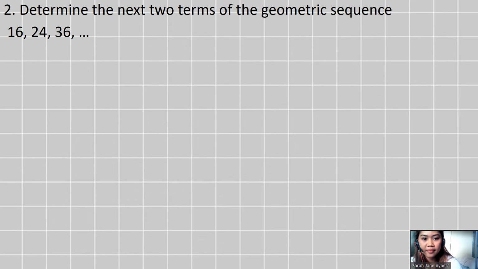Now, determine the next 2 terms of the geometric sequence 16, 24, 36, and so on and so forth. So, we have to get first what is the common ratio of the given geometric sequence. So, we can choose any term. So, say for example, 24 divided by its preceding term, 16. So, 24 divided by 16 is 3 halves. Or, you can choose 36 divided by its preceding term, which is 24. This is equal to 3 halves.